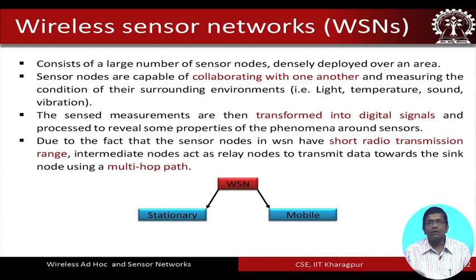Similarly, nowadays people are talking about aerial sensor networks, and that is what we have covered in the UAV lecture. When we talked about UAV networks, if these UAVs are fitted with different sensors, then what we have are aerial sensor networks or UAV based sensor networks. So these are the main two classifications: stationary sensor networks and mobile sensor networks.